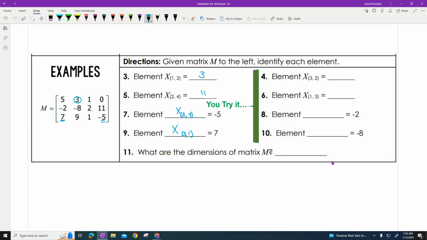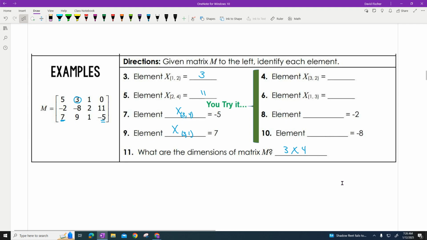Let's do number 11 before you try those guys. What's the dimensions of this? Again, you always do by rows. I have 1, 2, 3 rows by 1, 2, 3, 4 columns. It's a 3 by 4 matrix. Okay? All right, pause your video, do these 4, and let's see how you did. I have the answers on the next page.